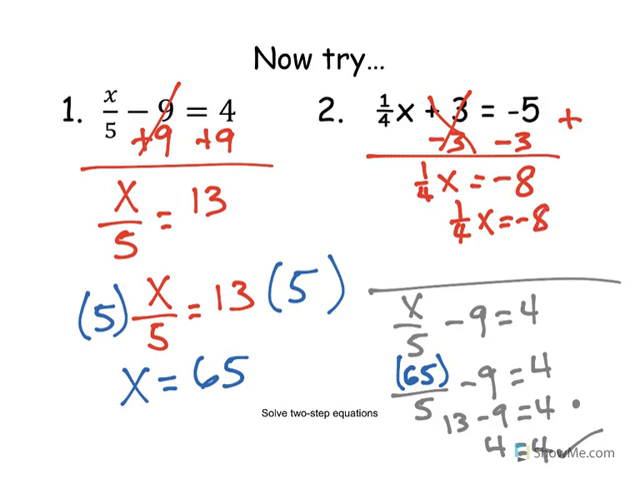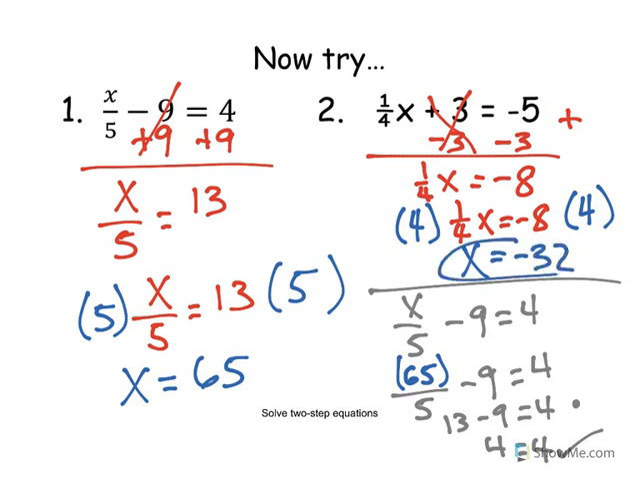I'm going to multiply both sides by the reciprocal. What's the reciprocal of 1/4? Well, it's technically 4 divided by 1, which is 4. So 1/4 times 4 is 1, so we've got x. Negative 8 times 4 is negative 32. If I go to check it, 1/4 of negative 32 is negative 8. And negative 8 plus 3 should give us negative 5.